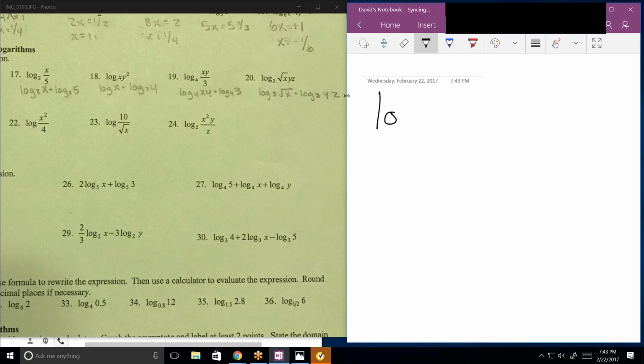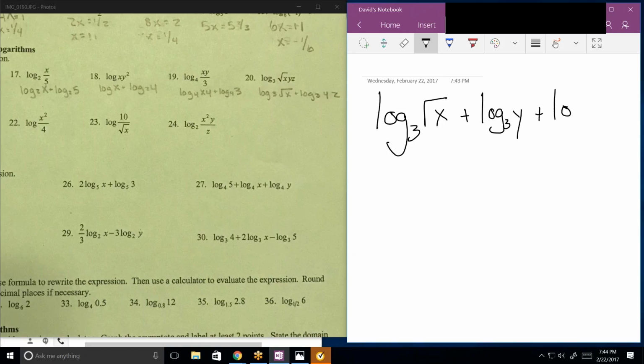Let me erase it. So it'd be log base 3 of root x. Let's start out with that, and then we'll worry about radical signs later. And then would it be minus or plus? What do we got going on, multiplication or division? Multiplication, so plus log base 3 of y plus log base 3 of z.